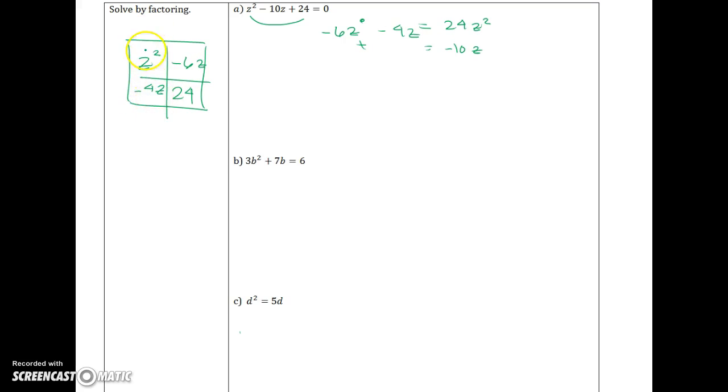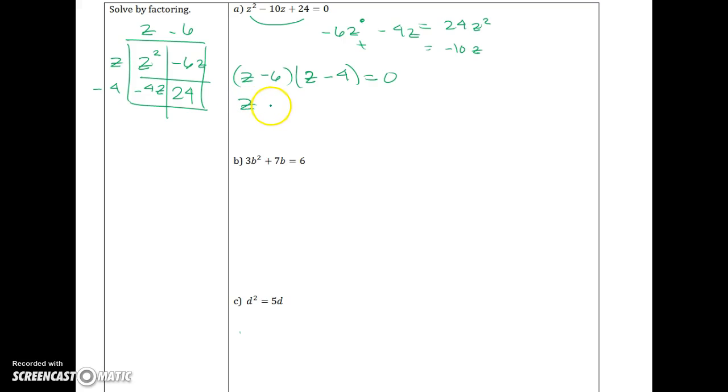So factoring now, these both have a z in common. These both have a negative 6 in common. These have a z in common. And these two both have a negative 4 in common. So in factored form, z minus 6 times z minus 4. Don't forget the rest of this, this was an equation originally, equals 0.